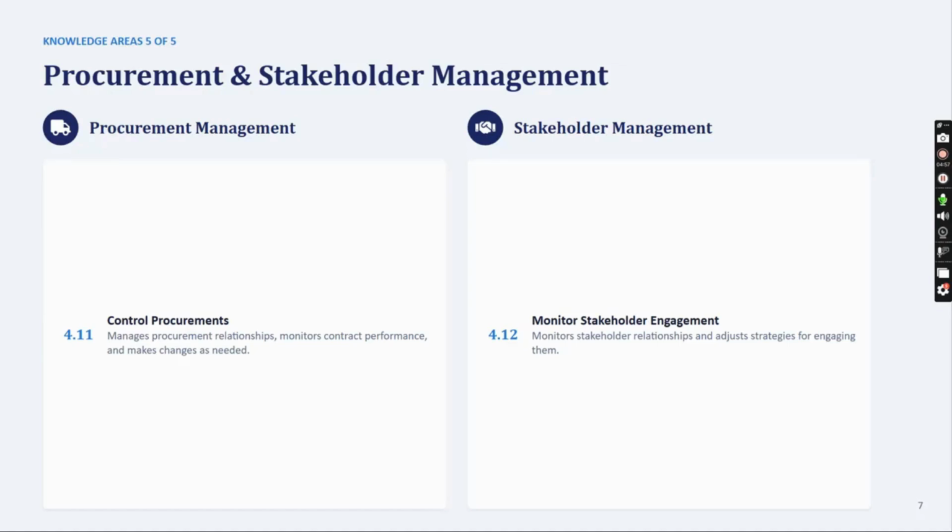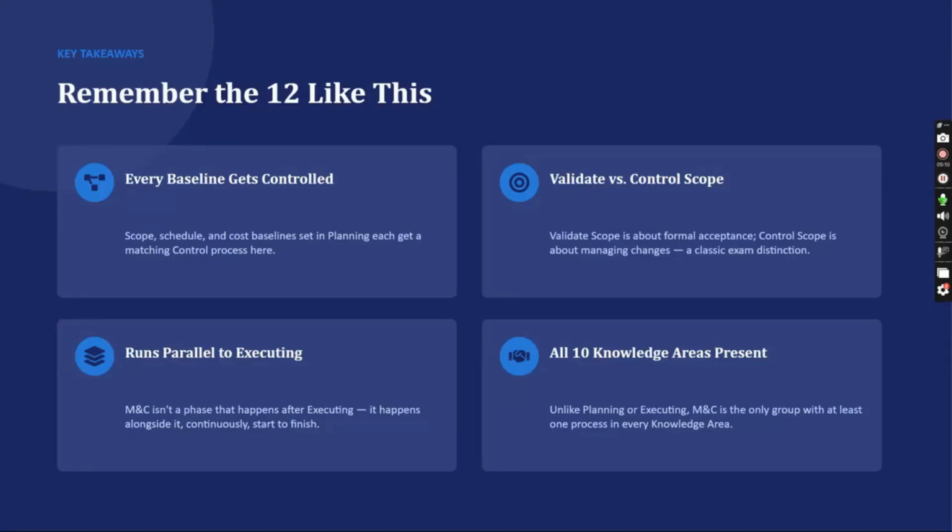Now comes stakeholder engagement. If we are working on something and our stakeholder doesn't know what is happening, that does not work. So we have to monitor stakeholder relationships and adjust the strategies for engaging them. These are the 12 monitoring and controlling processes, which run alongside executing, where every baseline gets controlled. Scope, schedule, and cost baselines set in planning each get a matching control process here, and validate scope and control scope run parallel to executing, and all 10 areas are present.